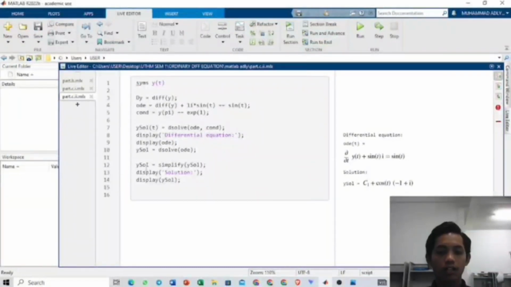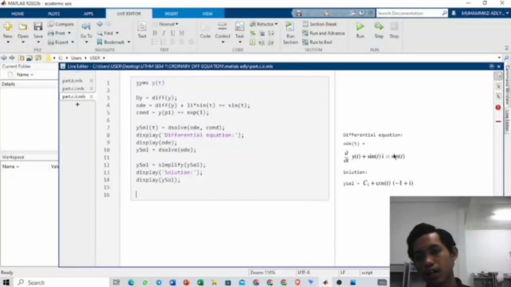Okay. The dsolve function is used again to find the general solution to the differential equation. The result is stored in y sol. The solution stored in y sol is simplified using the simplify function and stored in y sol. Finally, the solution is displayed on the screen with the text 'solution' followed by the value stored in y sol.